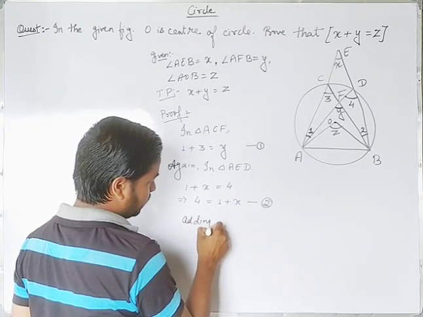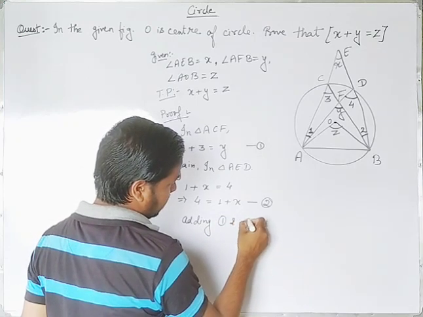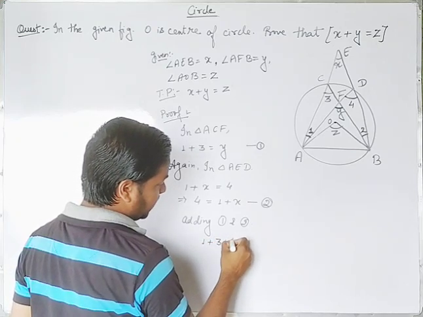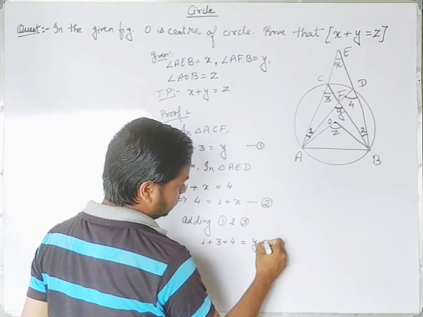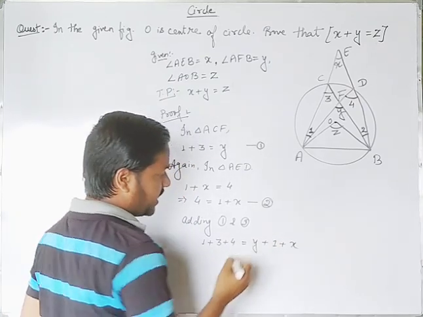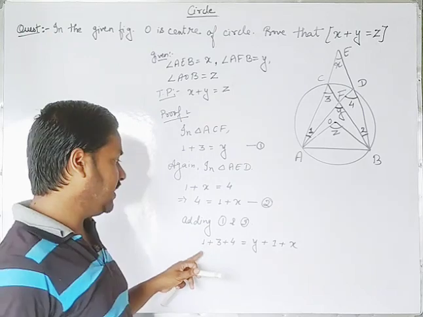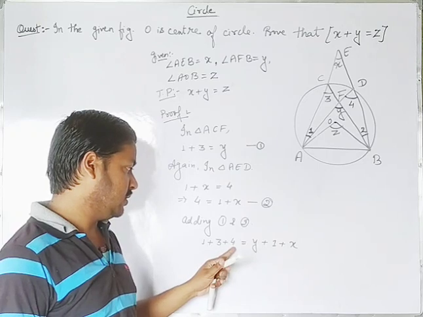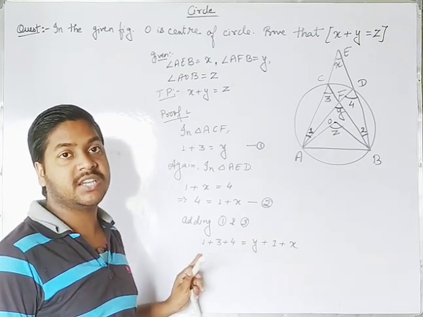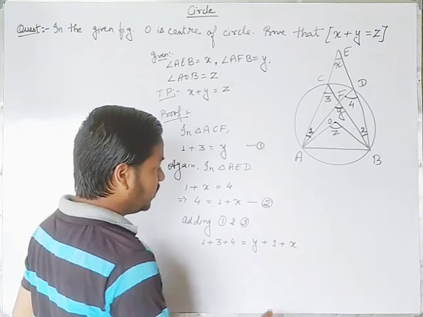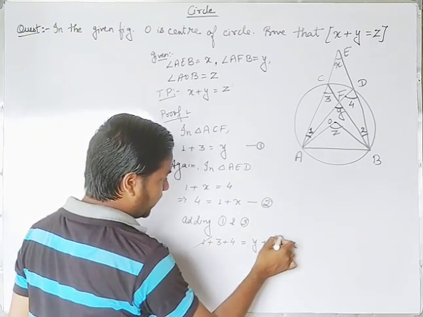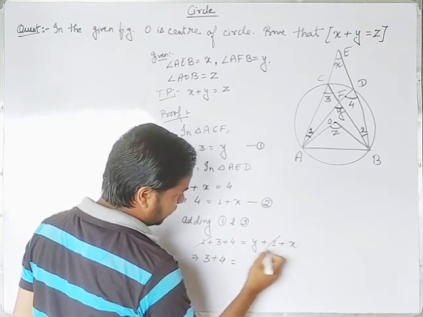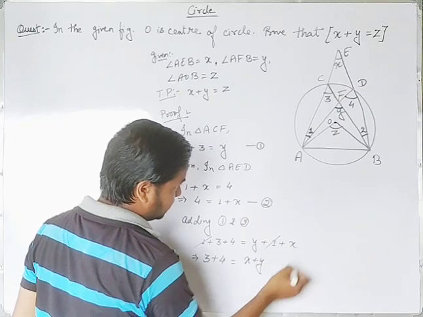Now adding 1 and 2. On adding 1 and 2, what will we get? 1 plus 3 plus 4 is equal to y plus 1 plus x. These are not numbers, these are angles, so we will not add them. Don't try to write it as 8. Here angle 1 is on this side, here also angle 1, so 1 can cancel. What will we have now? 3 plus 4 is equal to x plus y.